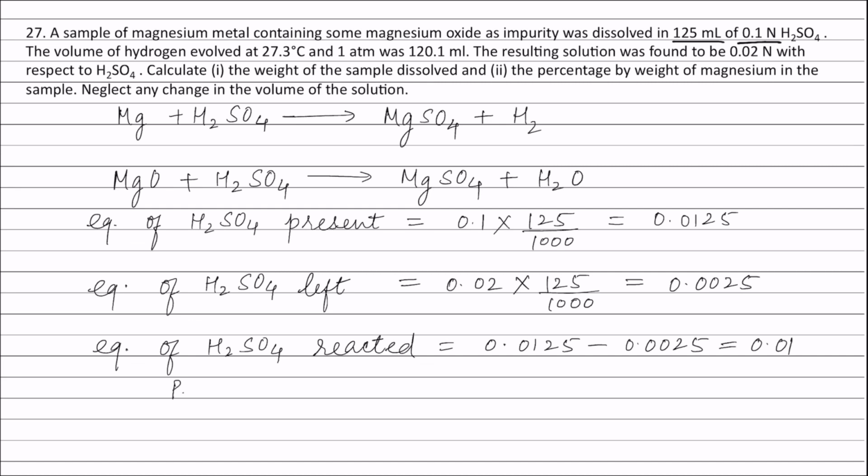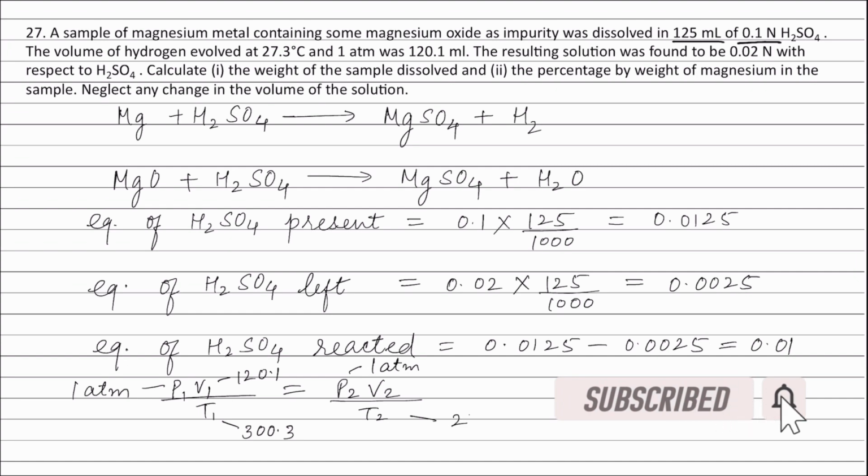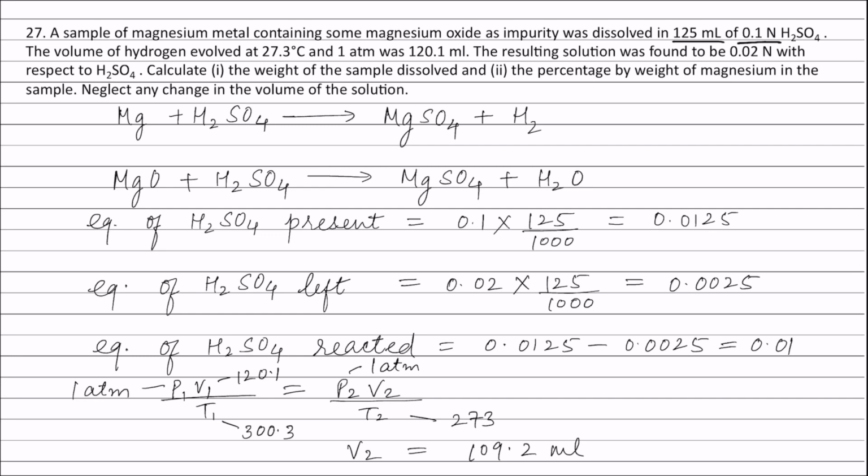Now applying the equation, P1V1 by T1 is equal to P2V2 by T2, where P1 is the given pressure, V1 is the given volume, and T1 is the given temperature, and P2, V2 and T2 are pressure, volume and temperature at standard conditions. Therefore, P1 is given as 1 atmosphere, V1 is given as 120.1 milliliter, T1 is given as 300.3 Kelvin, P2 is 1 atmosphere, T2 is 273 Kelvin. Solving this equation, we get the volume of hydrogen, that is V2, is equal to 109.2 milliliters. This is the volume of hydrogen evolved when magnesium reacts with sulfuric acid.